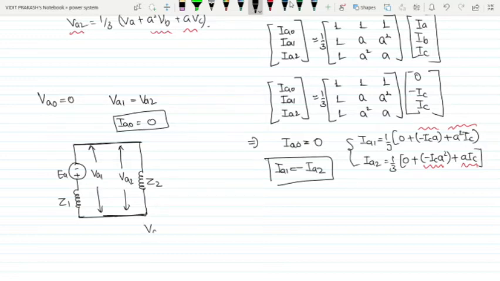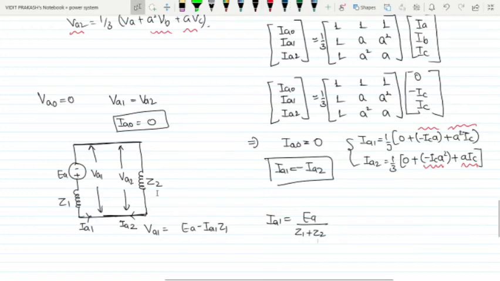So what is VA1? VA1 is equal to EA minus IA1 into Z1. What is the current here? That is IA1, and IA1 is equal to minus IA2. This is IA2. So IA1 will be equal to EA divided by Z1 plus Z2.